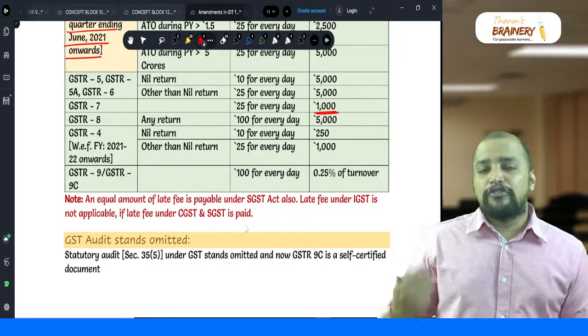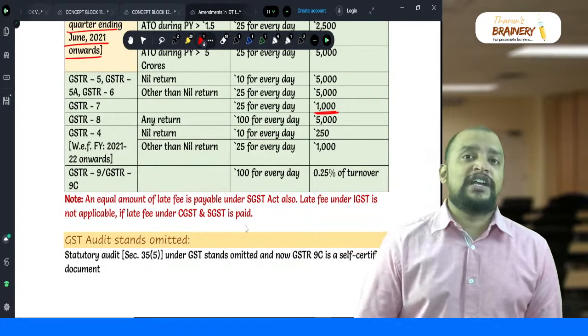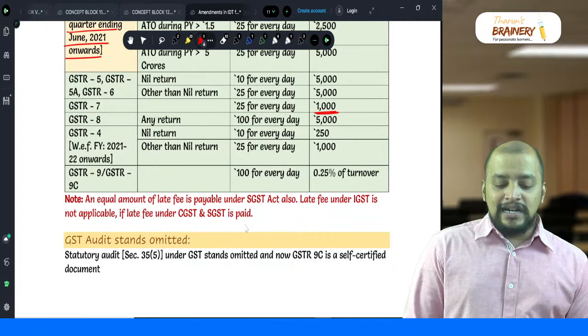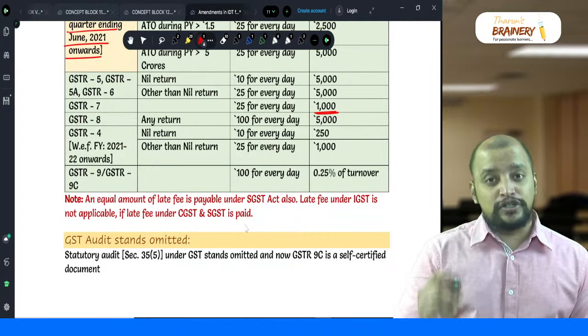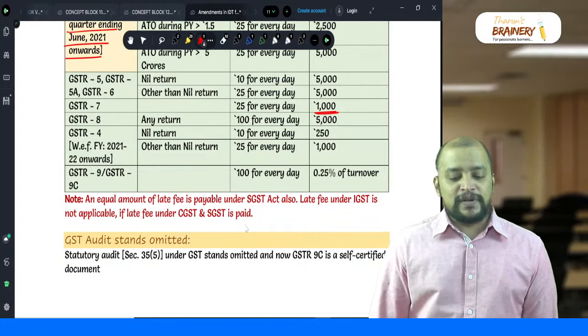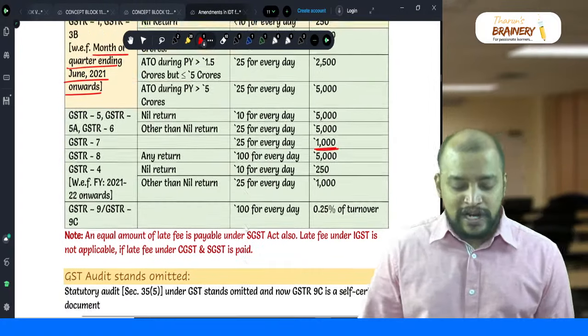Then GSTR 4, what is GSTR 4? Annual return to be filed by a person opting for the composition scheme. For nil return, 10 rupees per day subject to a maximum of 250, same. And other than nil return, 25 rupees per day subject to a maximum of 1000. Easily you can remember this.